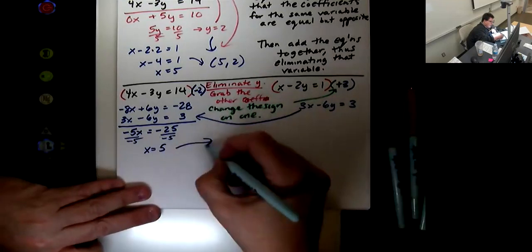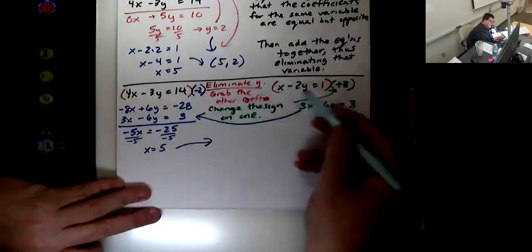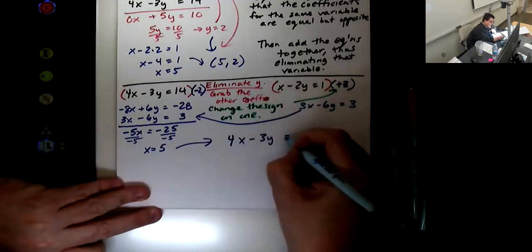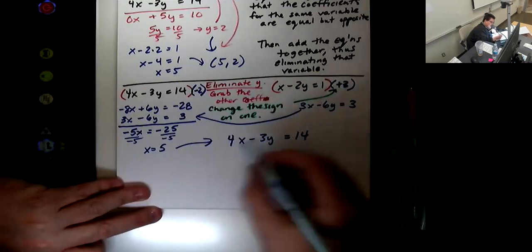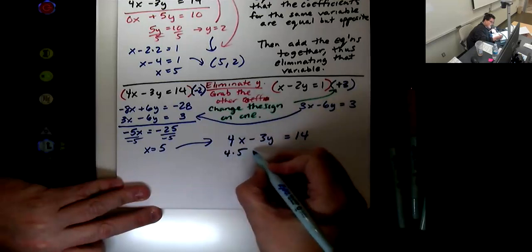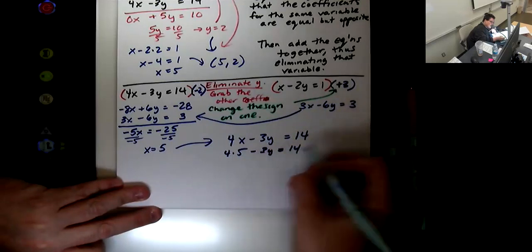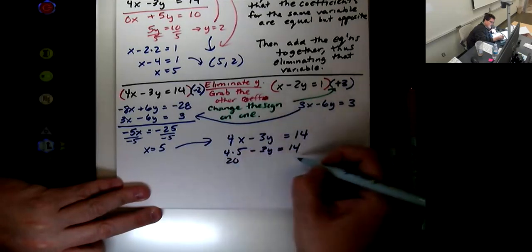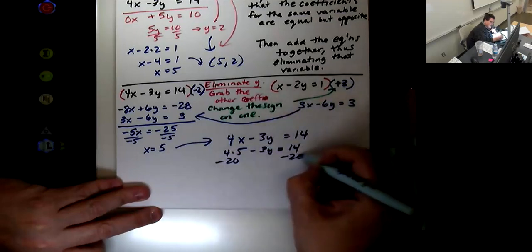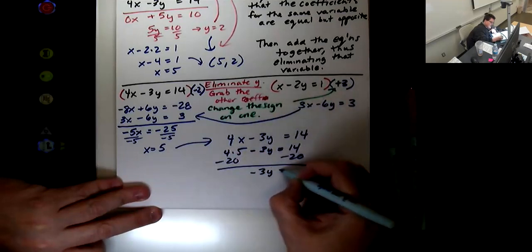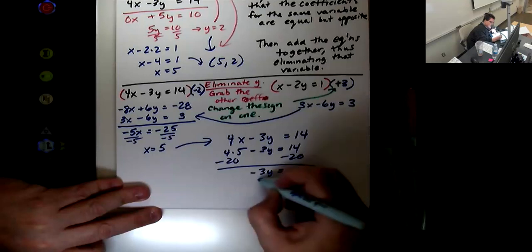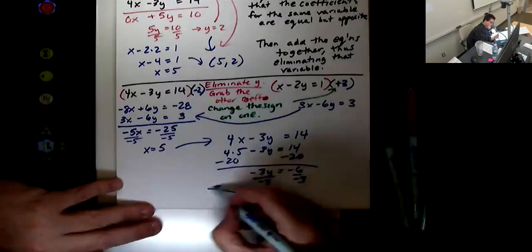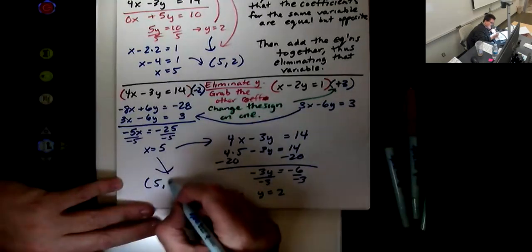Then we plug it back into one of the original equations. I kept doing x minus 2y equals 1. I'm going to plug it into the 4x minus 3y equals 14 to show you that it doesn't matter which one we plug it into. I get 4 times 5 minus 3y equals 14. So this is 20. I'll subtract 20 from both sides. I get negative 3y equals negative 6. Divide by negative 3, and I get y equals 2. And I put them together to make the ordered pair 5, 2.